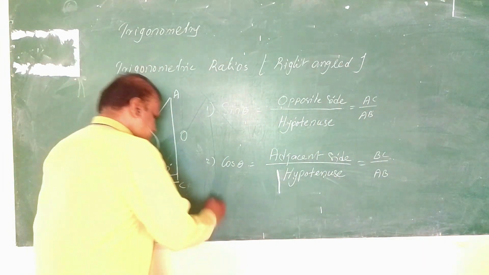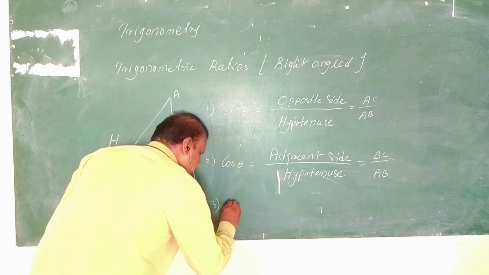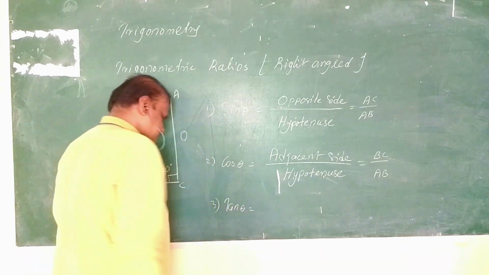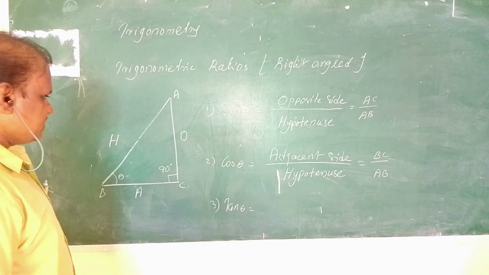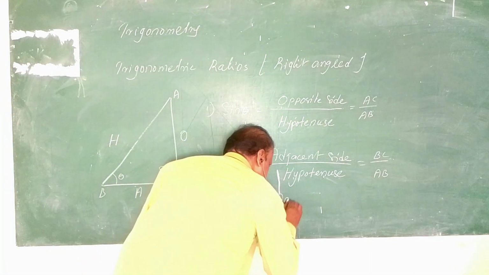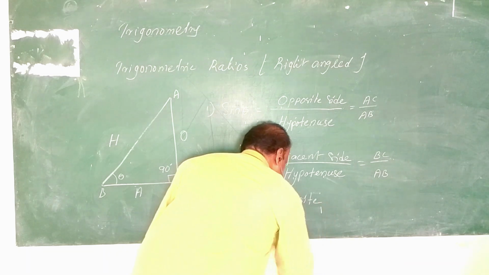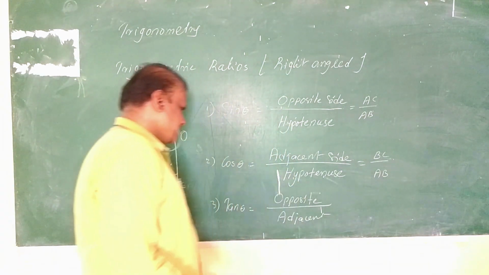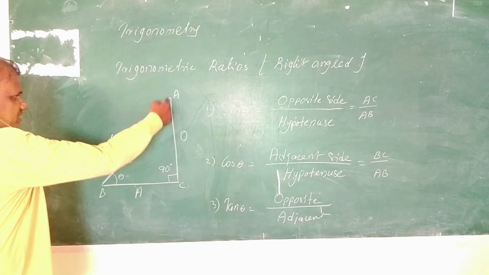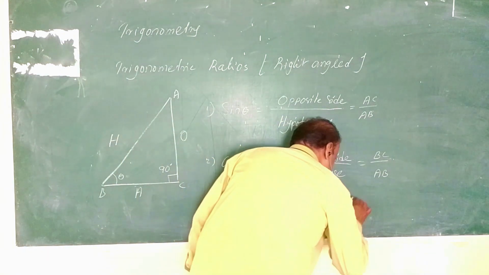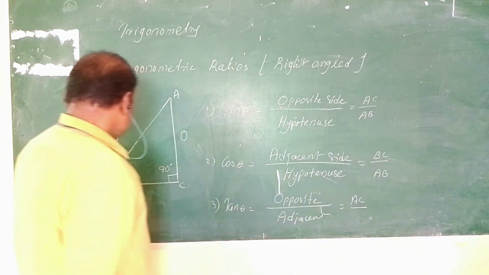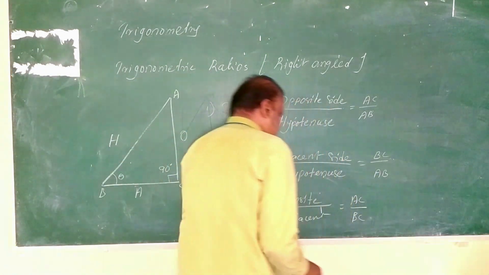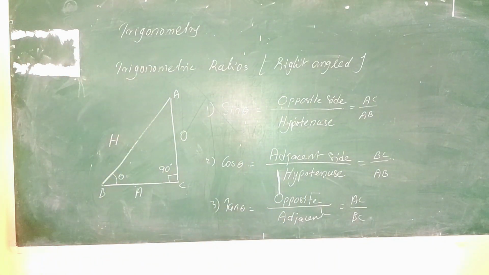Similarly, the third trigonometric ratio is called tan theta. Tan theta is the ratio of the opposite side divided by the adjacent. For theta, the opposite side is AC divided by the adjacent side, which is BC. So these are the three common trigonometric ratios, and we have three more trigonometric ratios.